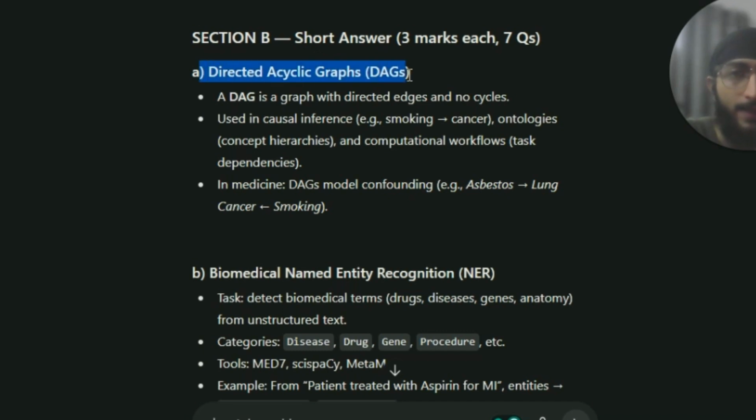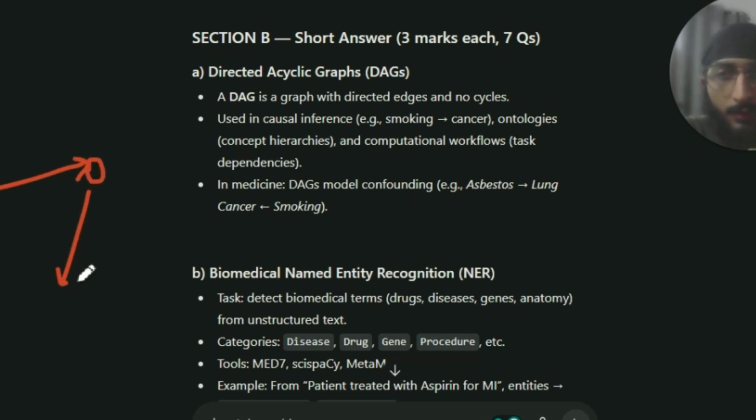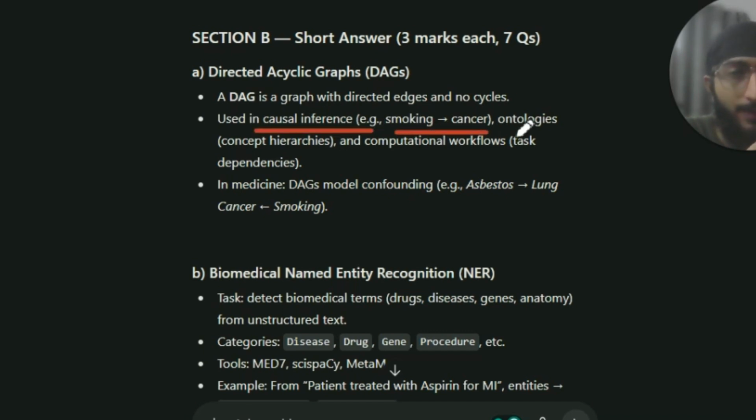Now, directed acyclic graph. A DAG is a directed acyclic graph, which means it has directed edges and no cycles. So for example, this is a directed acyclic graph. Let me make it. And this is a directed acyclic graph. There are no cycles and it is directed, having directed edges. Used in causal inference. Example: smoking to cancer, ontologies, concept hierarchies, and computational workflows, task dependencies. In medicine, DAGs model confounding, for example, asbestos to lung cancer and smoking. This is a directed acyclic graph.